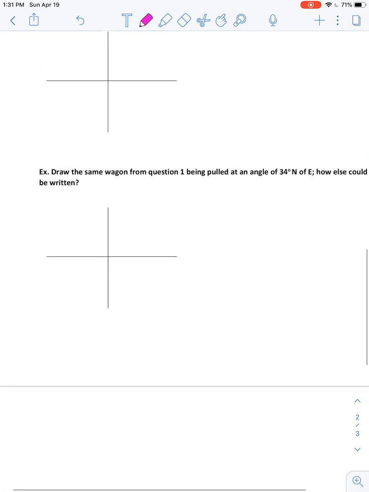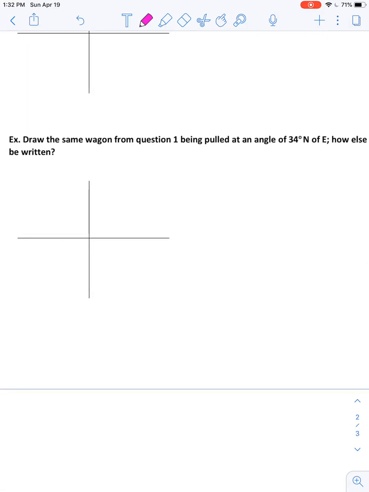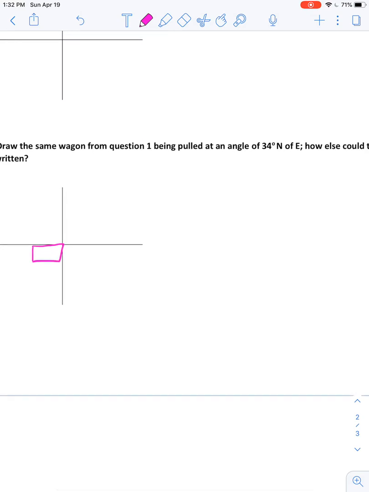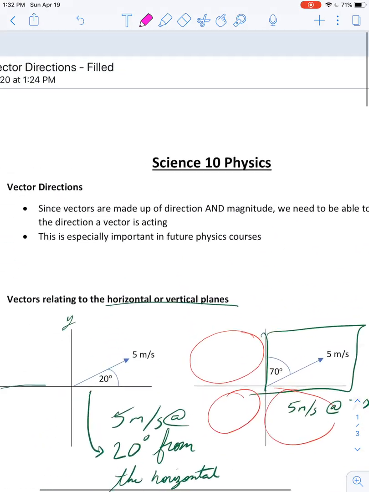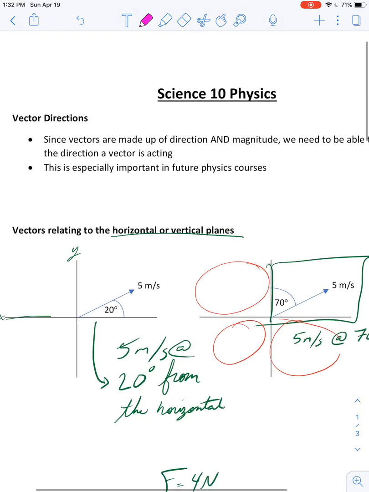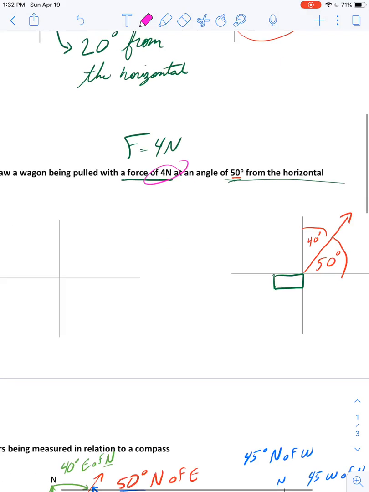So let's do an example. Let's try that same wagon. So we have our wagon here, and it's being pulled at an angle of 34 degrees north of east. So you find east, which is here, and it's being pulled 34 degrees north of that. And again, from question 1, it has a force of 4 newtons.